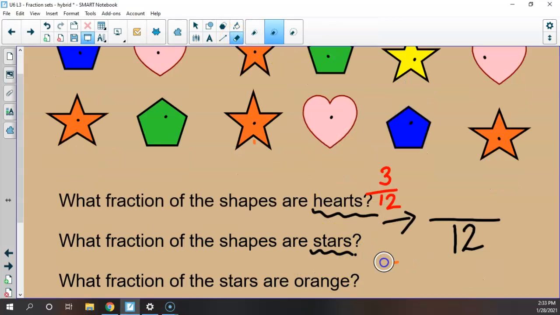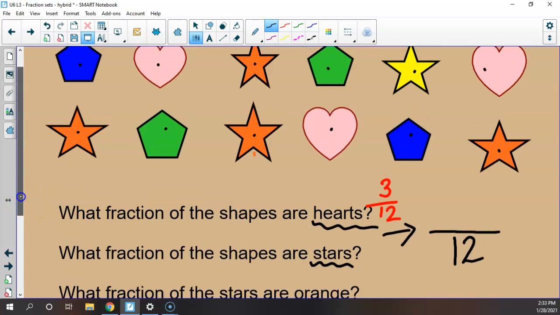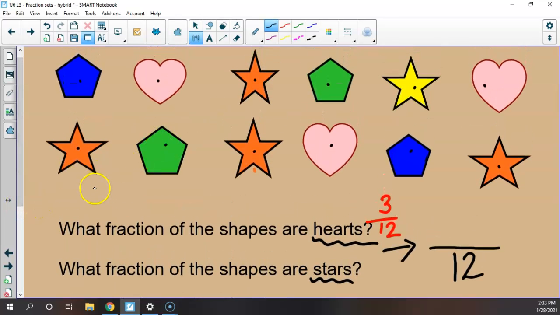Okay, so our next one, excuse my scribbles there. The next one is what fraction of the shapes are stars? Now, I don't want to get fooled here. I'm going to look and see how many stars we have. We have 1, 2, 3, 4, and I almost missed this one because it's yellow, but we have 5 stars, 5 total stars.